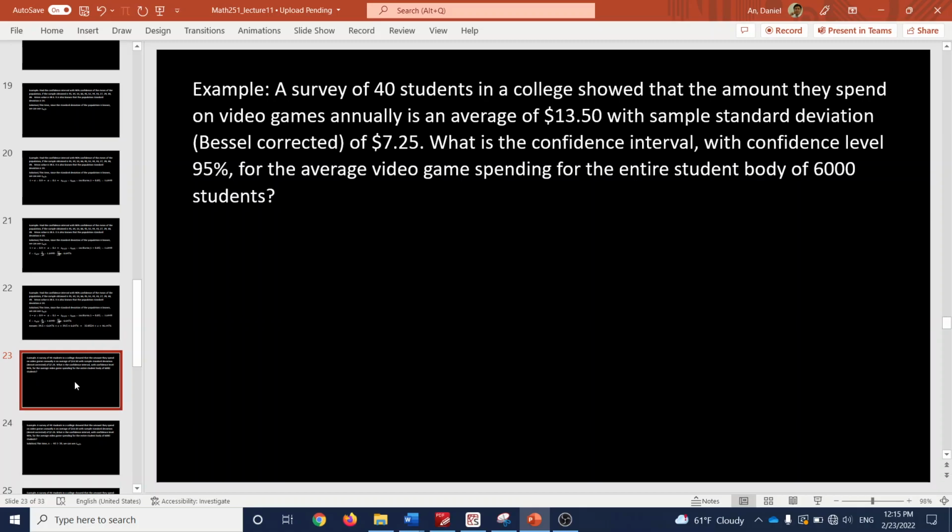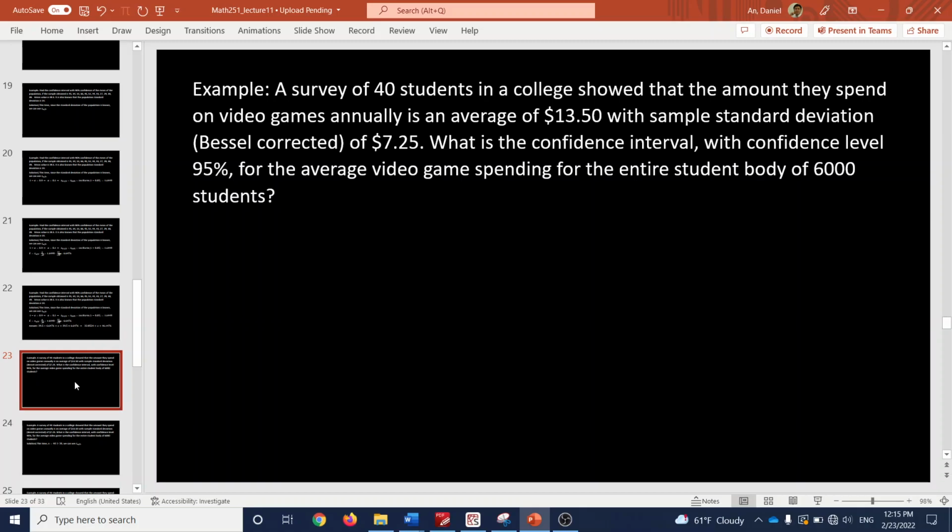Okay, second example. A survey of 40 students in a college showed that the amount they spend on video games annually is an average of $13.50 with sample standard deviation of $7.25. What do you think? Is that like an overestimate or underestimate?